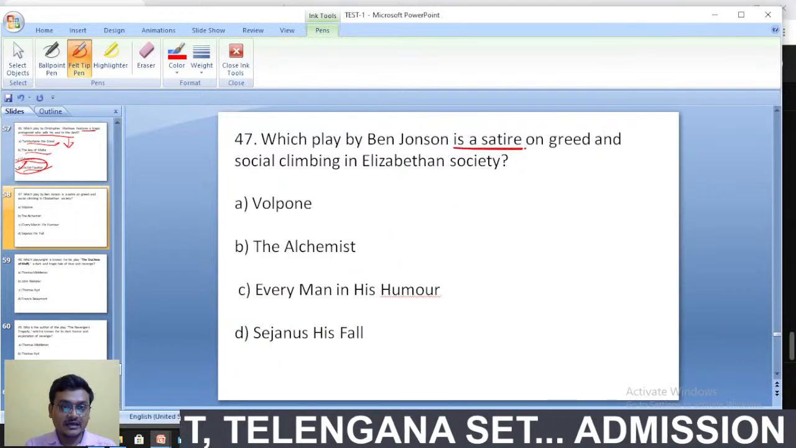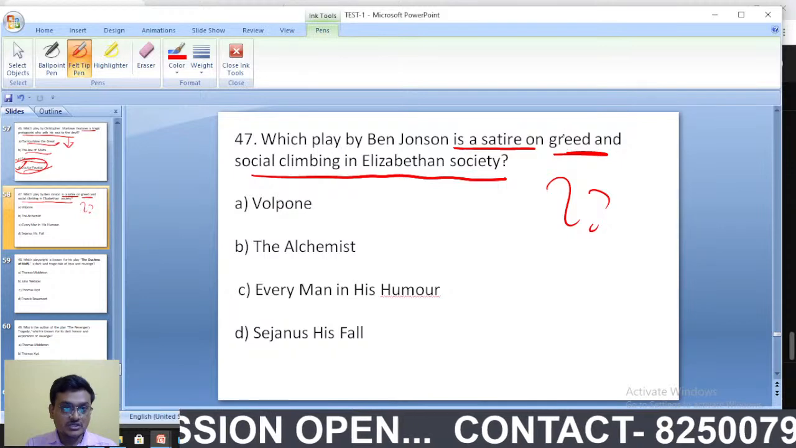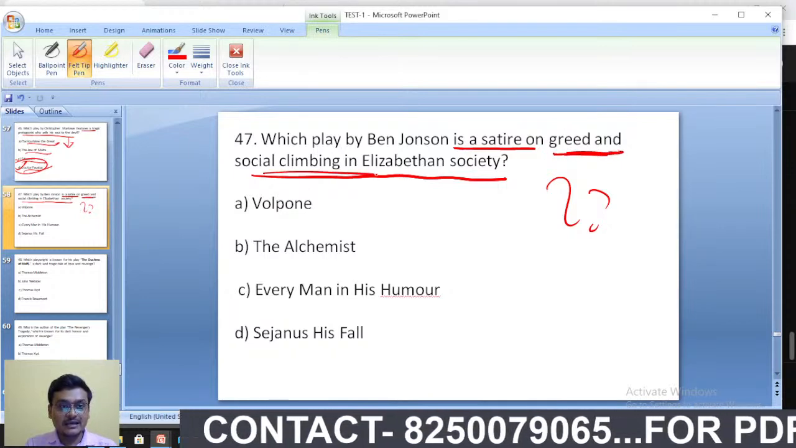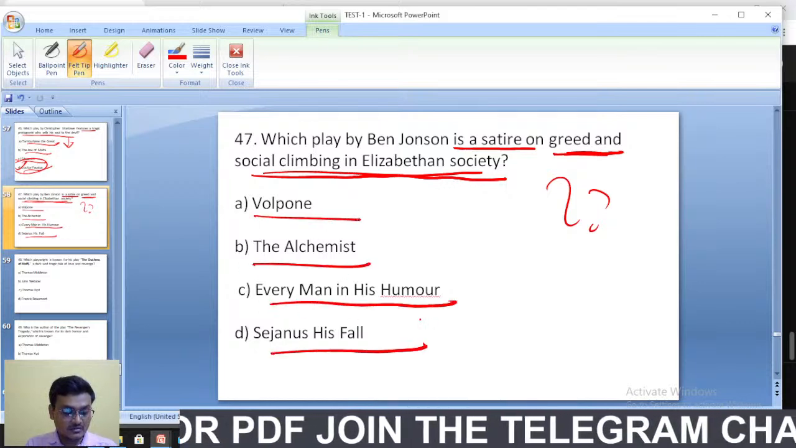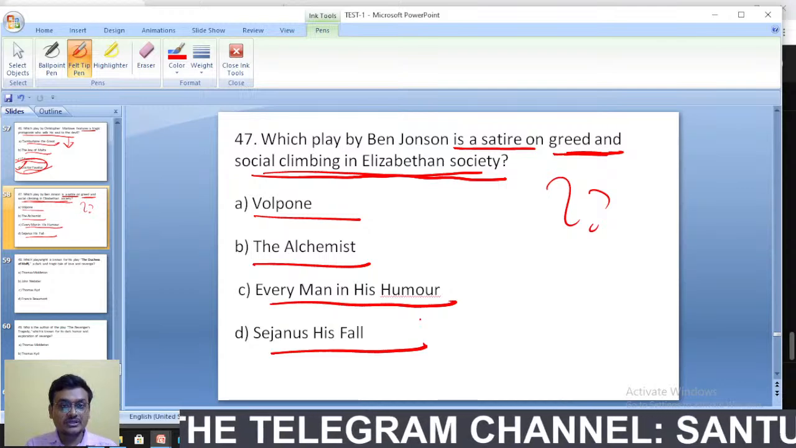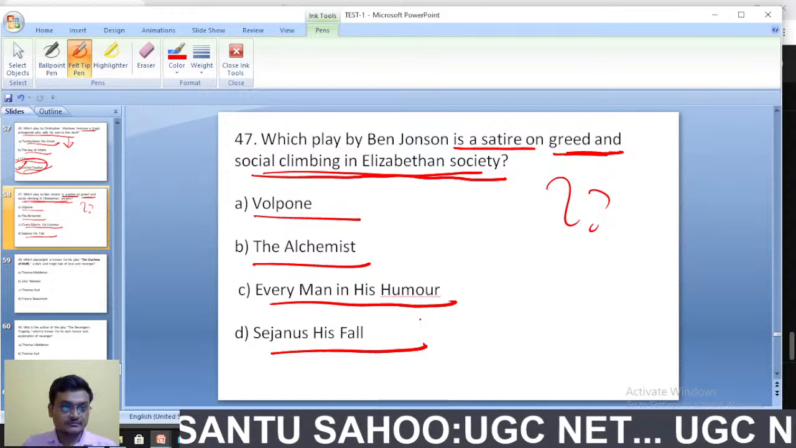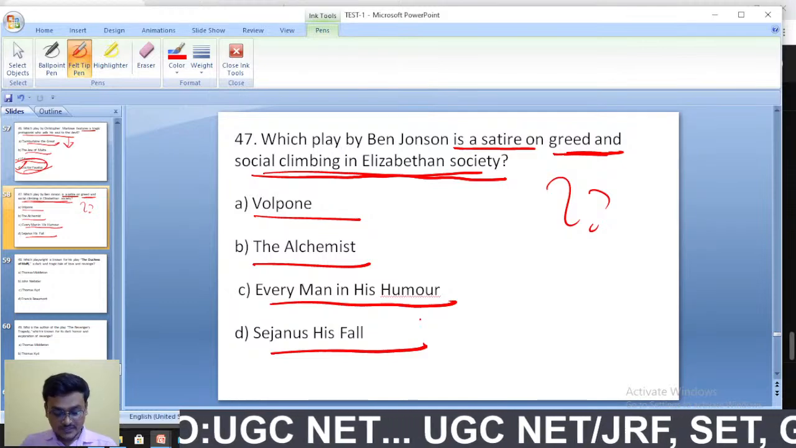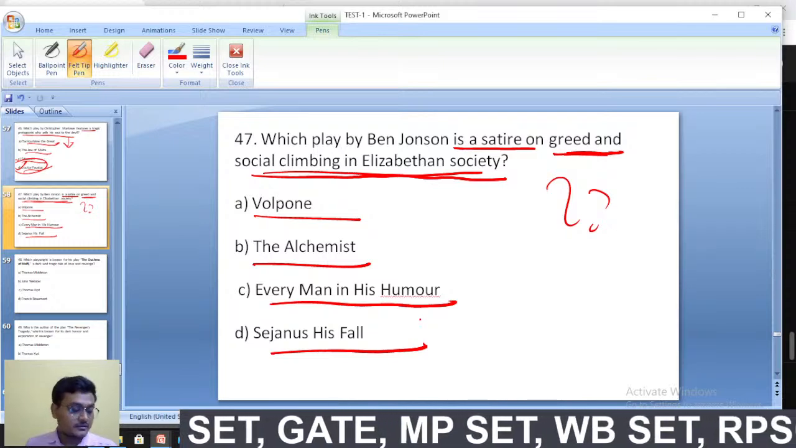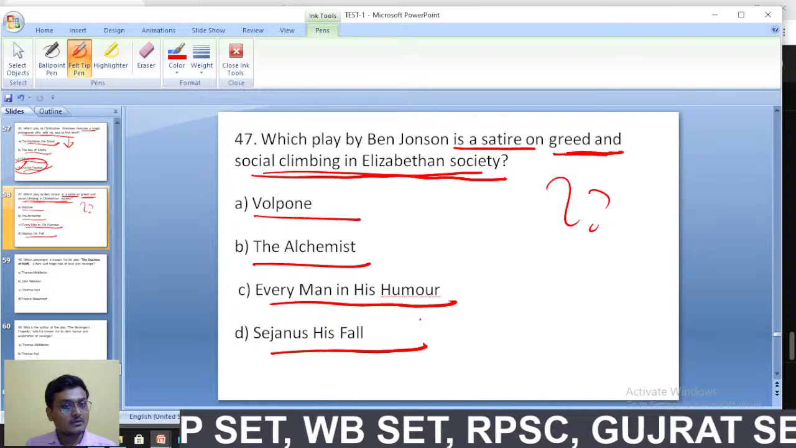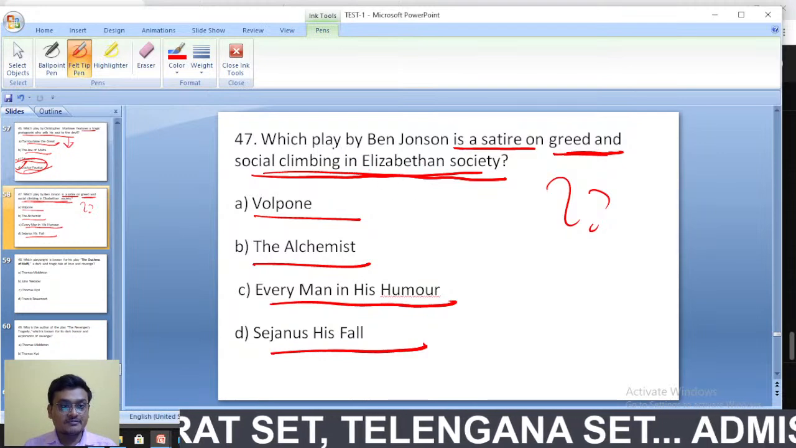Which play by Ben Jonson is a satire on greed and social climbing in Elizabethan society? Volpone, the Alchemist, Every Man in His Humour, Sejanus His Fall. Exactly, Subhrangshu. It is Volpone.